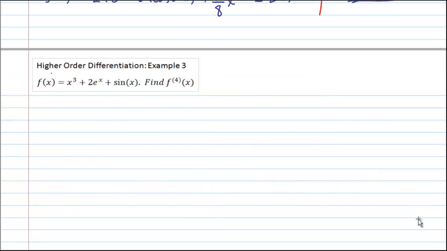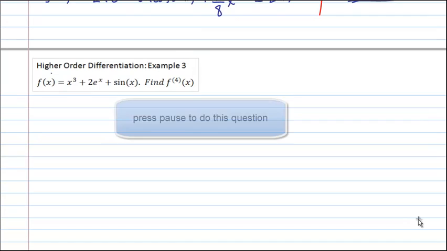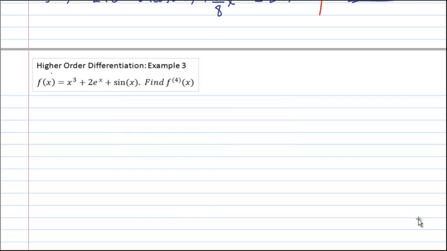Here's one for you guys to try on your own. Find the fourth derivative of x cubed plus 2e to the x plus sine x. And here's the solution.